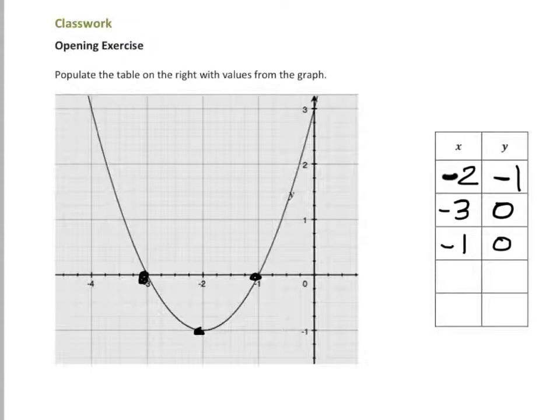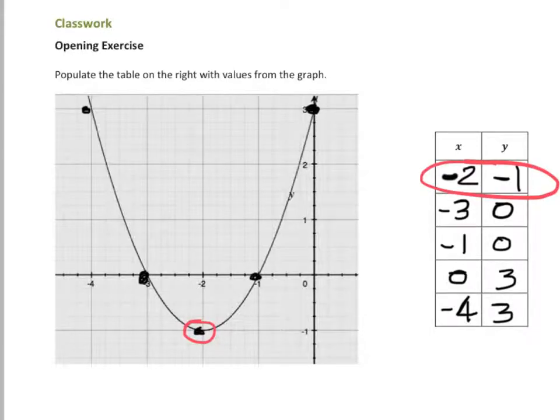0, 3 is up here. -4 and 3 would be over here. That is right. Questions about that? What is the vertex for the function on this graph? Which point? -2, -1. That would be here and right there.